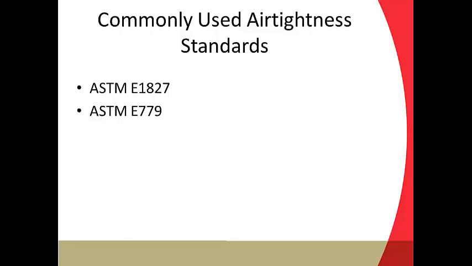ASTM E779 is testing at multiple data points, 5 data points between 25 and 60, and you're testing both depressurization and pressurization. And then it also has a way to determine what your CFM at 50 is based on all of those data points and how accurate and repeatable that test is. And it talks about certain weather conditions that you can test under, and goes into a lot of detail on doing those calculations.